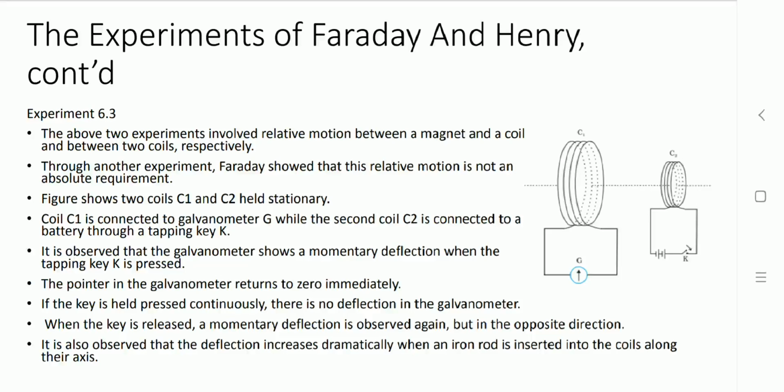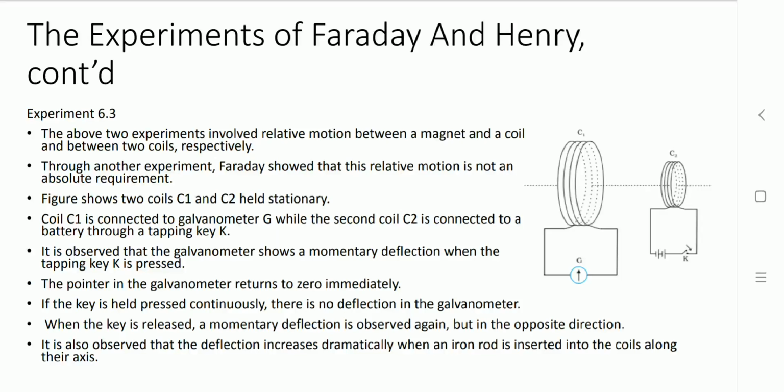So again we can say that current is produced in C1. Here the rotating shaft and key play a major role in generating a magnetic field in C1, and electric current is induced, which we can observe through the galvanometer.